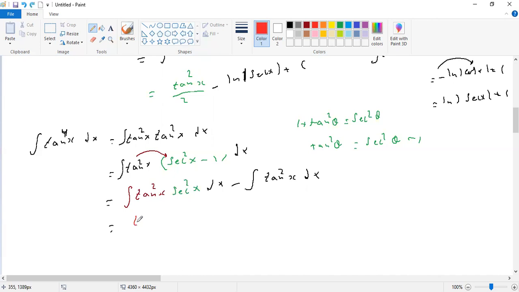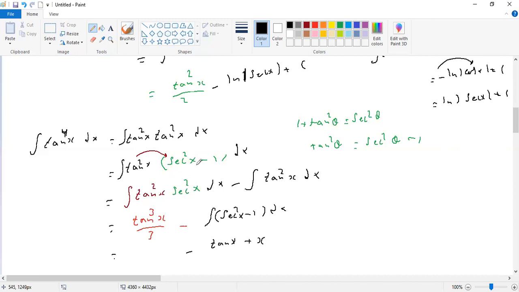So the integral will be tan cube x over 3, because the derivative of tan is secant squared. What about tan squared? We write the integral of secant squared x minus 1. Why? Because the integral of secant squared is tan x. What is the integral of 1? x. We have negative, so it will be positive, plus x.